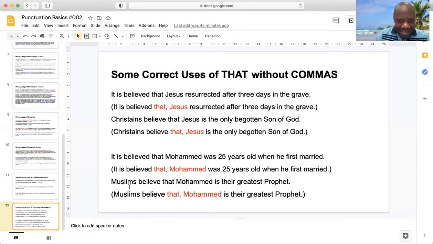Same too with the last sentence. Muslims believe that Muhammad is their greatest prophet. And this sentence is correct. But if you come and you put a comma after that here, and you say Muslims believe that, comma, Muhammad is their greatest prophet, it becomes wrong, because you've separated the subject, which is Muslims, and believe, which is the verb, and the introductory word to the object, which is that. You've separated it from the others, and you make it completely wrong.